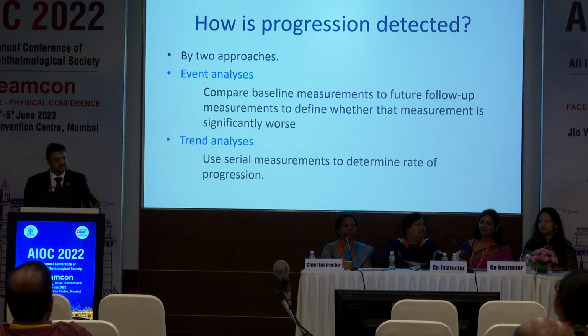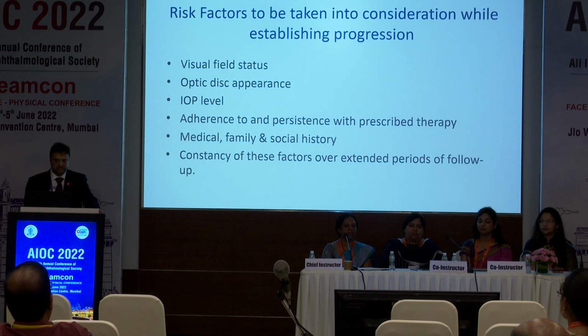You have the event analysis and the trend analysis. And what is event analysis? It compares the baseline measurements to the future follow-up measurements to define whether that measurement is significantly worse or not compared to the previous one. Trend analysis uses the serial measurements to determine the rate of progression. What is more important for us is to determine the rate of progression so that our treatment can be targeted, which I'm going to talk about in my subsequent slides.